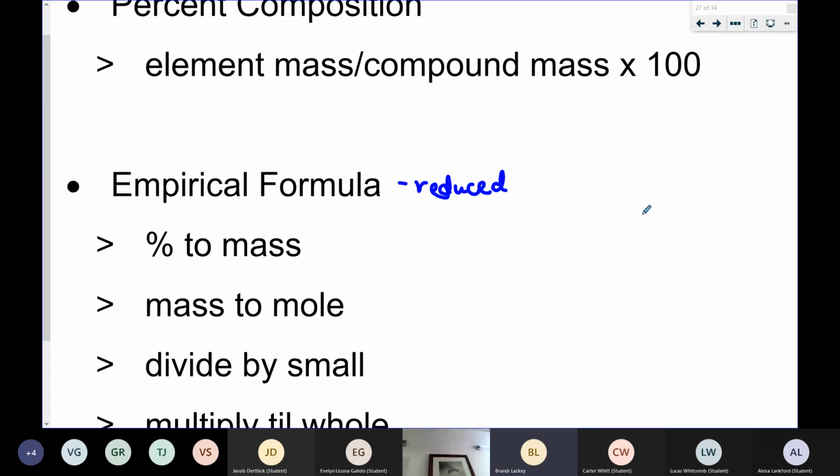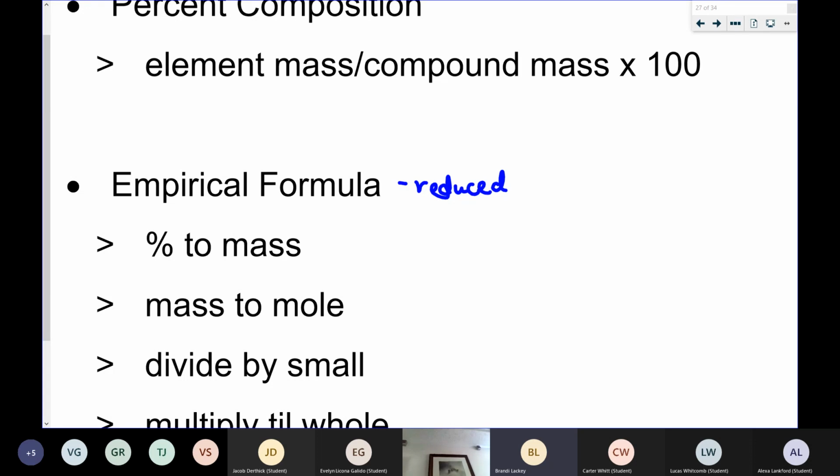And if for some reason that number ends up not being a whole number, because those numbers, remember, are going to be the subscripts of your formula, that's when we will need to multiply till whole. And if you multiply one substance, you need to multiply everything. So numbers that you would need to multiply to make whole would be pretty nice even numbers, something like 0.25 or 0.5 or 0.75, where you would multiply by 2 or 4 to get it to be a whole number.